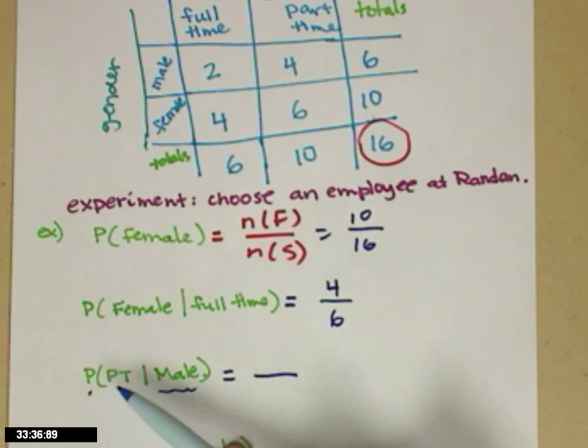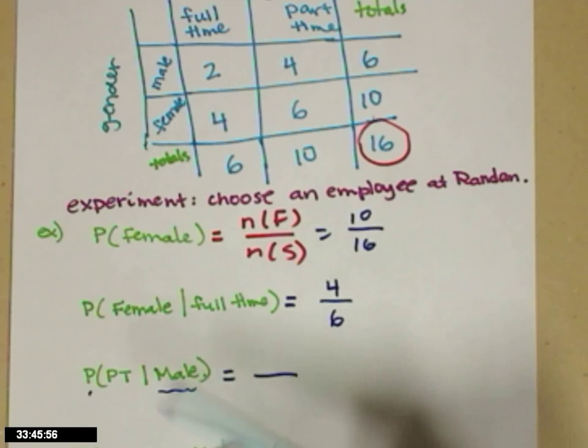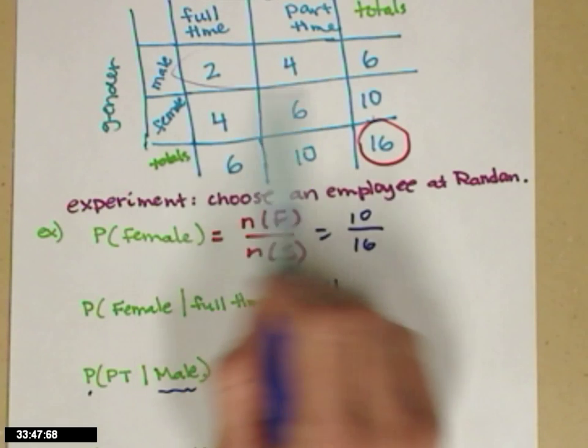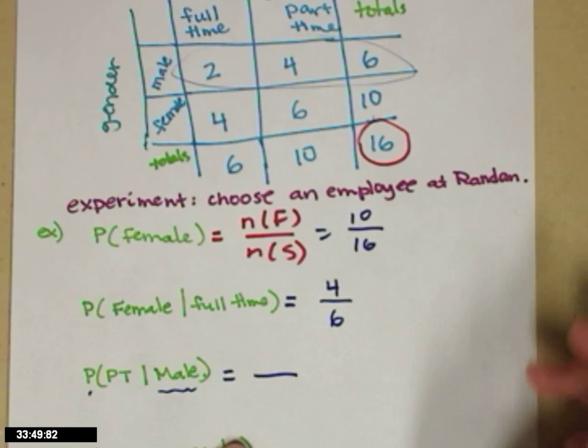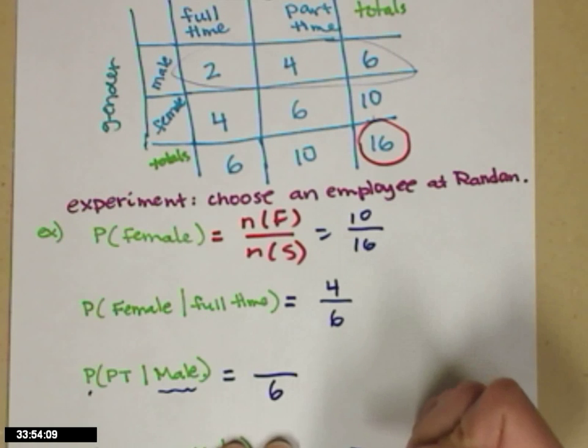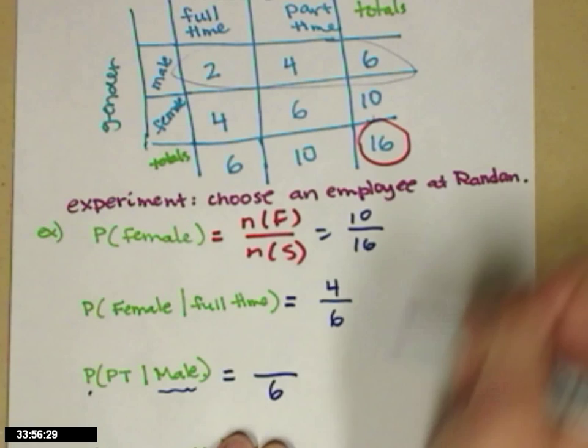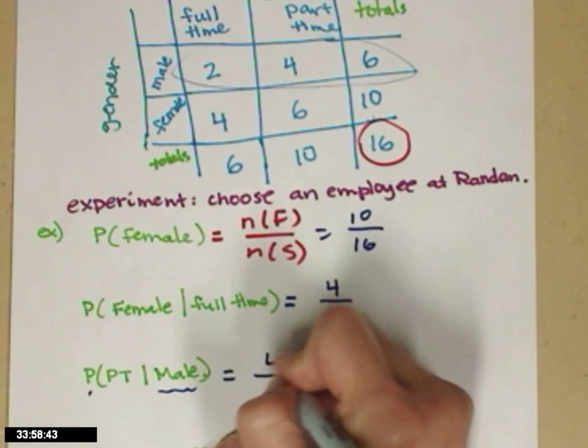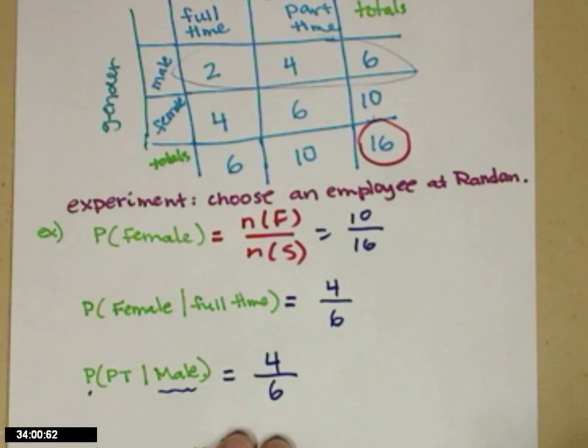What's the probability, so I'm picking an employee, probability I choose a part-time employee given it's a male? So now I know it's a male employee, so now I know I'm in this row right there. So my denominator is 6. I have 6 male employees, and of those, 4 are part-time.